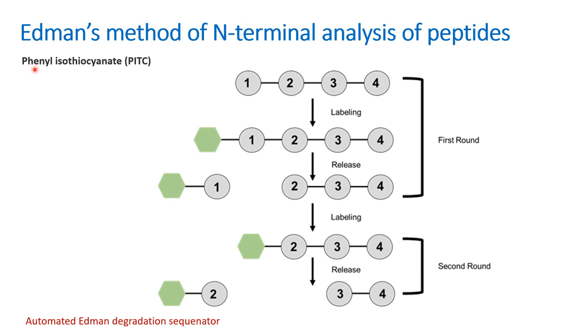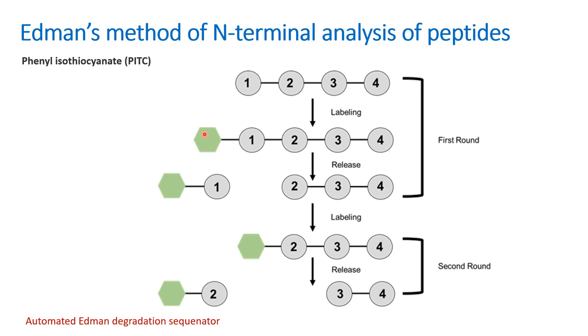The reagent that is used is phenyl isothiocyanate, PITC. This is a popular acronym for this particular reagent. Biochemists will call it Edman's reagent. Now I have just shown a pictorial representation of how the reaction could happen. So there is a tetrapeptide.